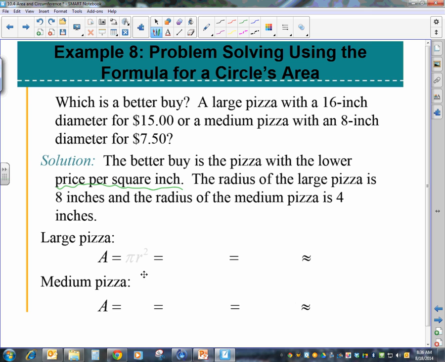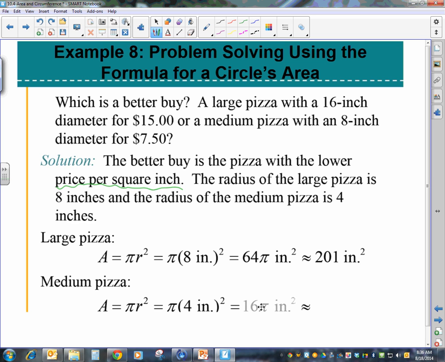The large pizza is pi r squared to find your area. My radius of my large, if my diameter is 16, my radius is 8 inches. 8 squared is 64 pi inches squared. Put that in your calculator and you'll get 201 square inches. For our medium pizza, again, the area is pi r squared, but our medium pizza has a diameter of 8, which makes the radius half of that, which is 4 inches. 4 squared is 16 pi square inches. Put that in your calculator and you will get approximately 50 square inches. So that's the square inches of each pizza.